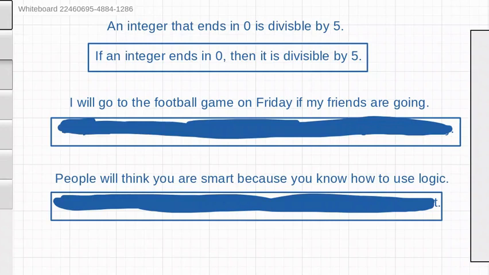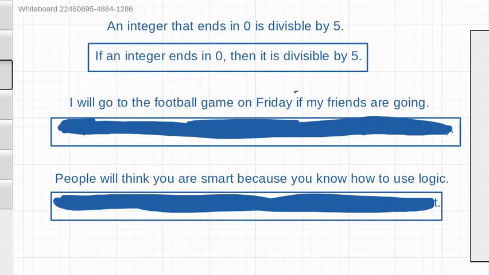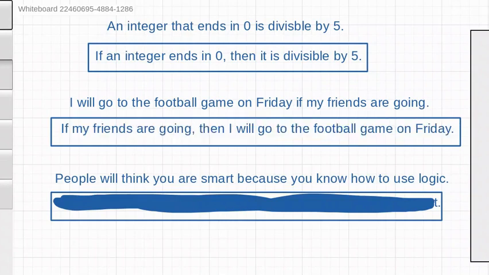The second one says I will go to the football game on Friday if my friends are going. So really what it's saying, and you have to think about it, is if my friends go, then I will go. So our answer would be, if my friends are going, then I will go to the football game on Friday. Or it could be, if my friends are going to the football game on Friday, then I will go.